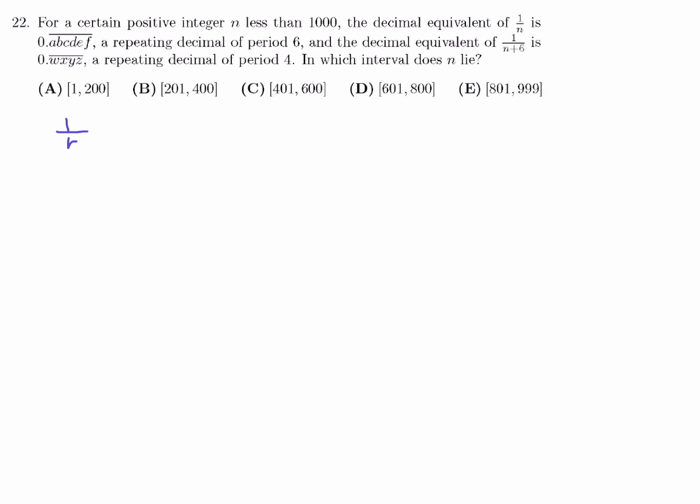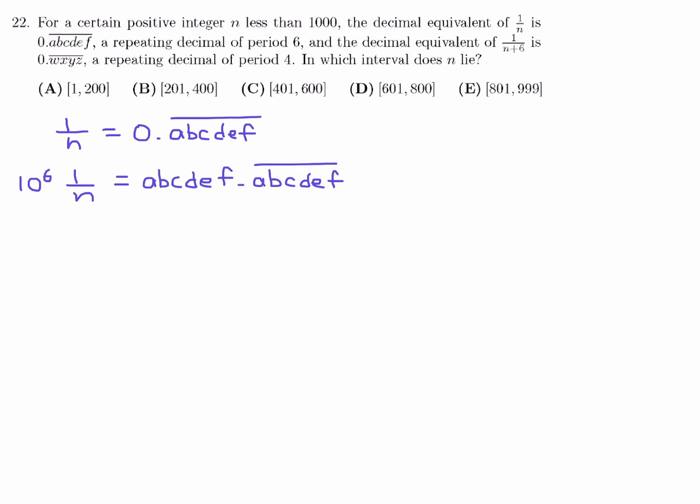1 over n, they are saying, is equal to 0.ABCDEF, and this repeats. So we have to multiply both sides by 10 to the power of 6 in order to get everything in front of the decimal. The rest is going to be the same, A, B, C, D, E, F. This will keep repeating, but at least we have some numbers before the decimal point. Then what you do is you subtract these.